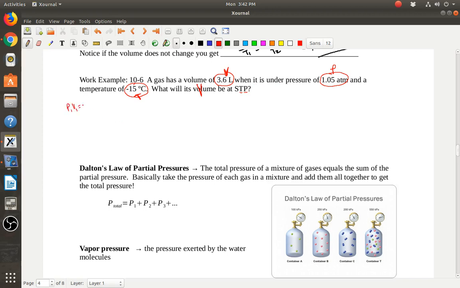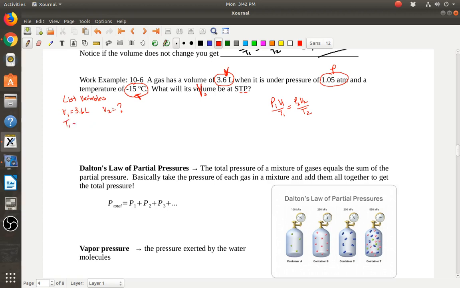P1V1 over T1 is P2V2 over T2. I'm writing it in a different spot because over here I'm going to line them up. Now I'm going to list out the variables. You should list your variables. If you're skipping these steps, guys, and I keep seeing some of you not doing this, it hurts you. So V1 is 3.6 liters, and V2 is the question.